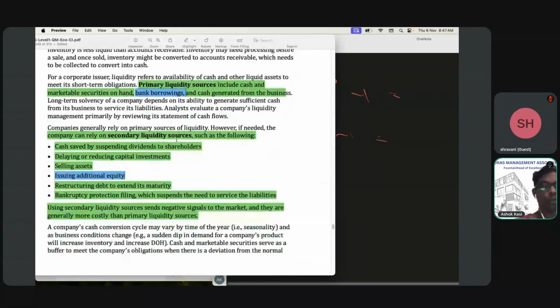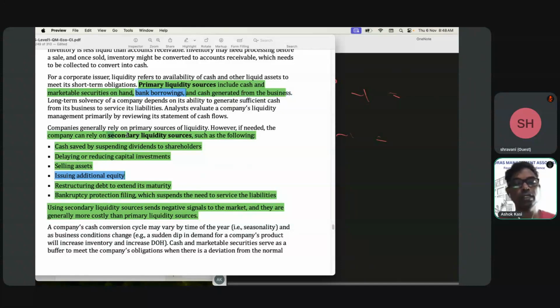Then primary liquidity sources. So how do you manage liquidity? It is through cash and marketable securities on hand, bank borrowings, and cash generated from the business. All these are primary sources, which are not very expensive. Cash generated from the business is your own money. Bank borrowing is a lower cost of borrowing. Cash and marketable securities are all within the company.